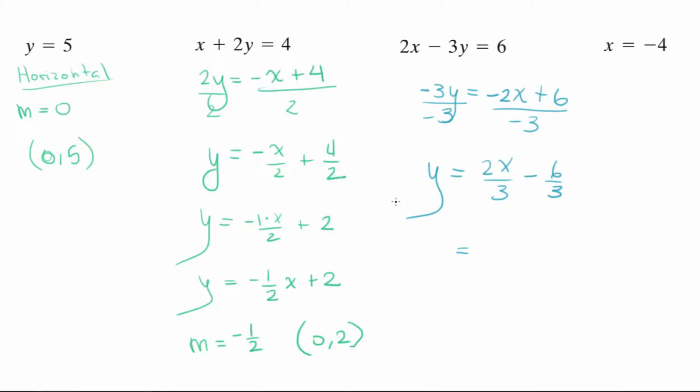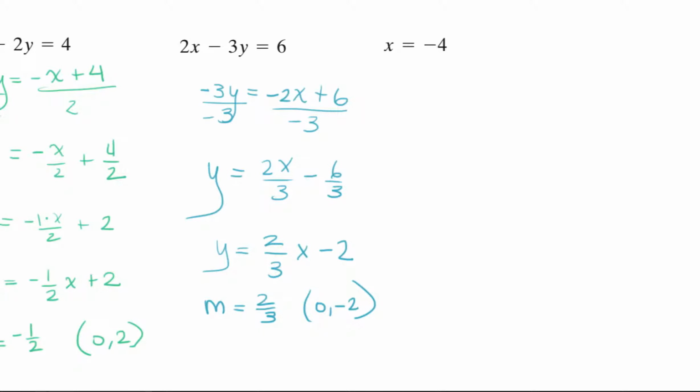Now, again, similar to the previous example, I'm going to separate the fraction from the x. So this is 2/3 x minus 6 divided by 3, which is 2. Therefore, my slope here is 2/3, and my y-intercept is (0, negative 2).